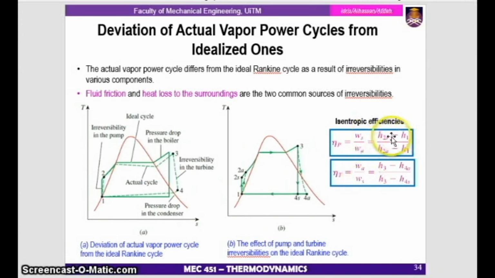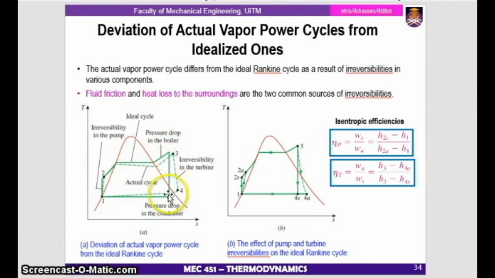So put all the delta H here, and then you will get the answer for 2A and 4A. Okay, this shows how this concept has been determined. This is for the ideal cycle, that means all the graph is in a straight line.